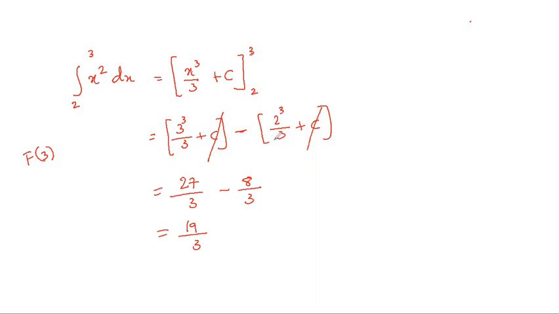Okay. Now, the actual way of writing is x cubed by 3 from 2 to 3. So we don't have to write the constant. Then replace x by the upper limit. Then replace x by the lower limit. This way we need to write. We don't have to write this integral constant.